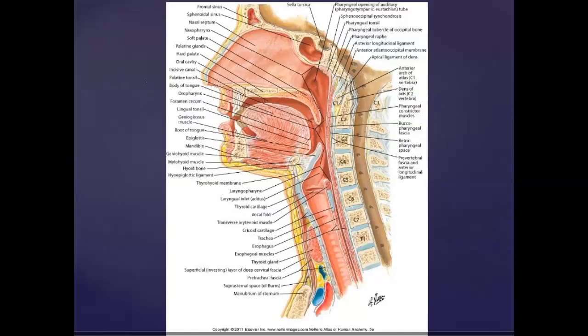Let's start by reviewing the pharynx. Remember, the pharynx is just this long tube in the back of the throat here. There's a portion in the back of the nasal cavity. We call that the nasopharynx. There's a portion in the back of the oral cavity. We call that the oral pharynx. And then there's this portion behind the larynx that we call the laryngopharynx.